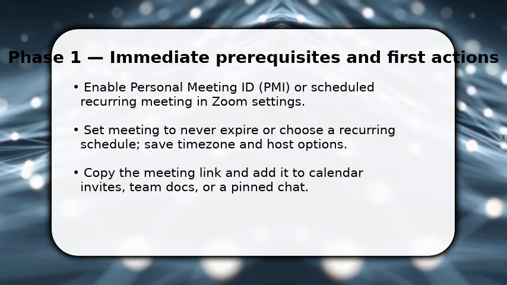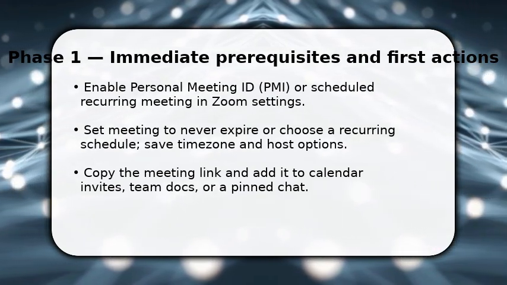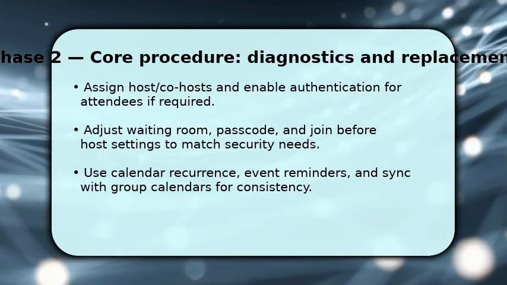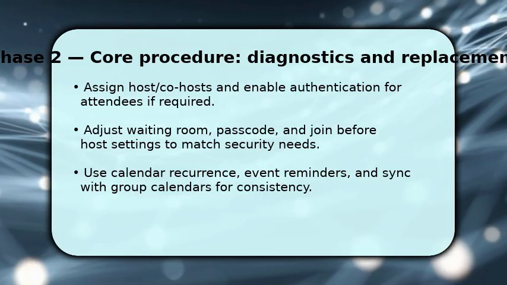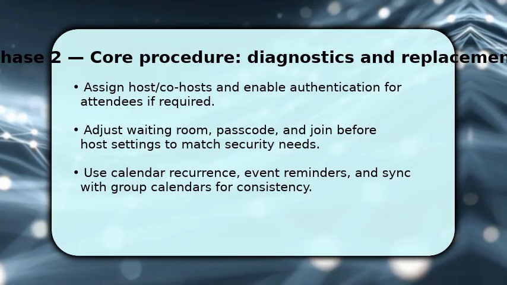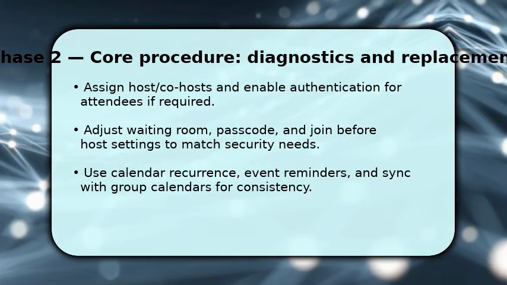Continue by locking down how people join. Grant co-hosts, require authentication, or whitelist domains to stop unwanted guests. Once done, decide whether participants can join before host or must wait in the waiting room. These settings change attendee flow and security.